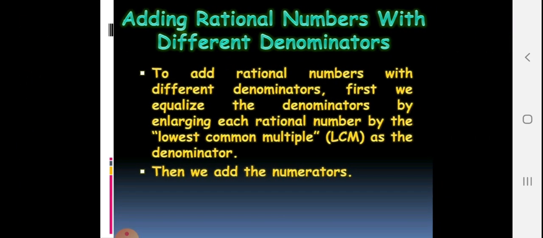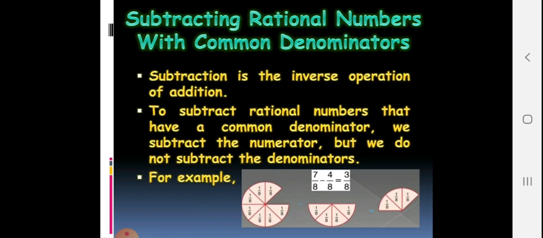Adding rational numbers with different denominators. To add rational numbers with different denominators, first we equalize the denominators by enlarging each rational number by the lowest common multiple, which is LCM. Simply find the LCM of the denominators. Then we add the numerators. Let's see an example.